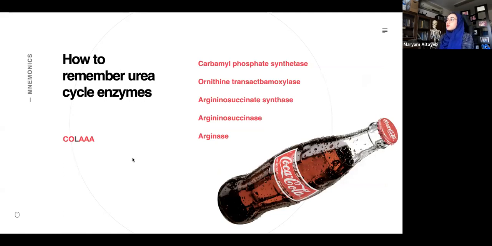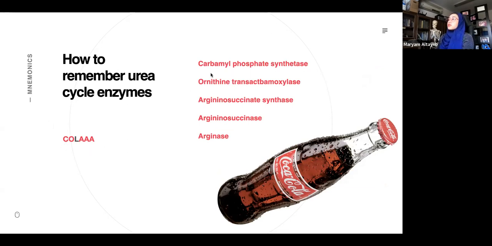My mnemonic for this one is COLA. So I put this very delicious looking bottle of Coca-Cola that is not at all tempting. But yeah, so COLA. Just remember COLAAA, but the L is not included in the mnemonic. I just used it to make it easier for you guys to remember.